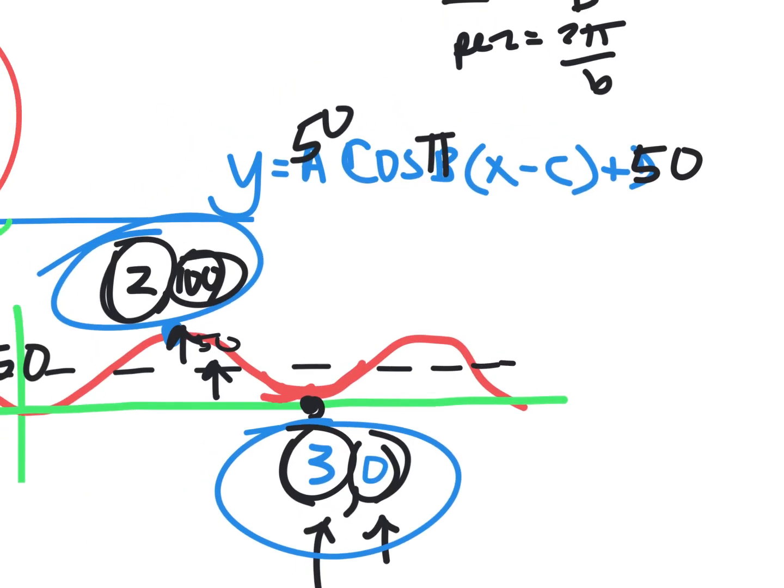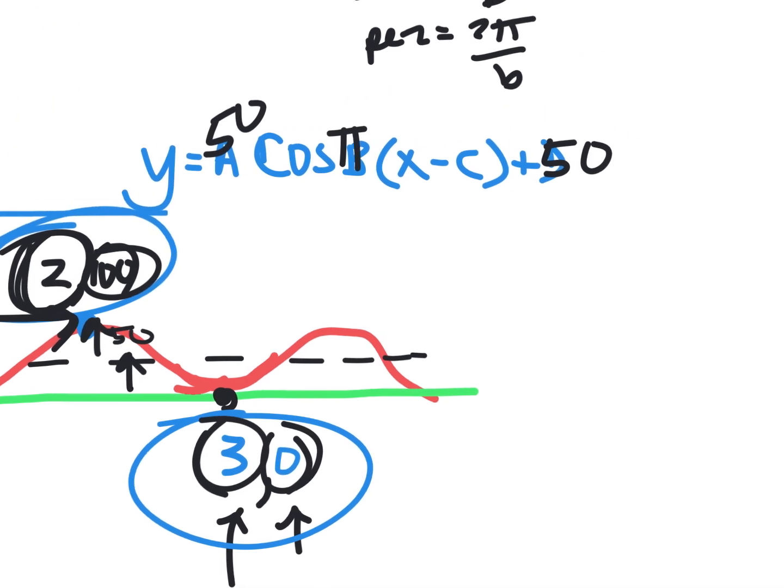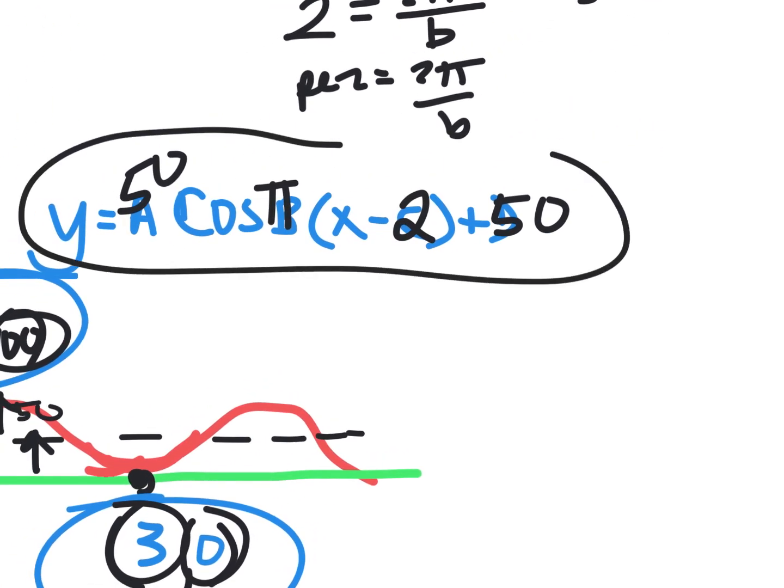And last but not least, it's shifted to the right. Well, how far is this? That's how far you shifted to the right, because cosine should be peaking right there, and it's instead peaking over there, and that's the x value of the first peak, which is a 2. There is your equation. If you told me a time, I could tell you how high off the ground you were.